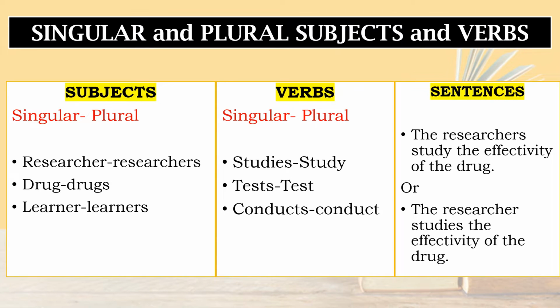For the next examples, drug here under the subjects is a singular subject. Drugs is plural. Tests under the verbs is a singular verb, and test is plural. Learner is a singular subject, and learners is plural. Conducts is a singular verb, and conduct is plural. Now, can you already identify singular and plural verbs and subjects? Let's find out.